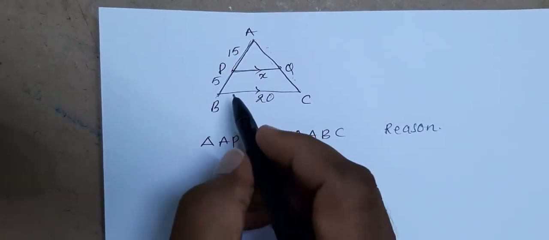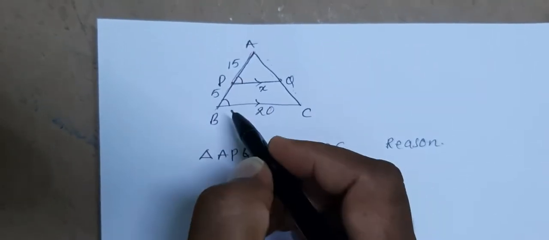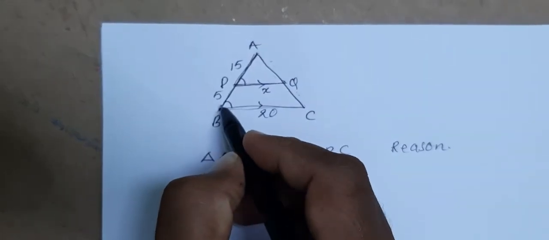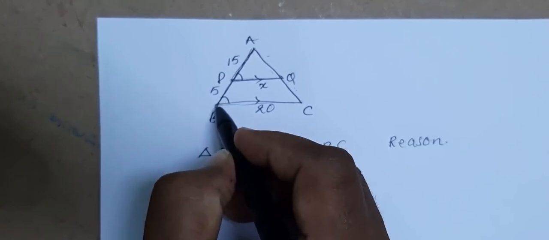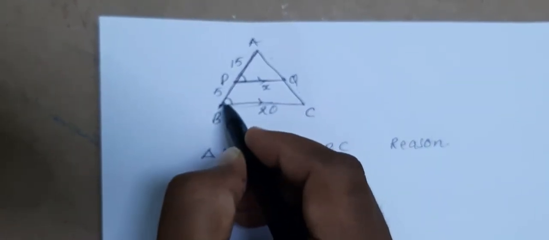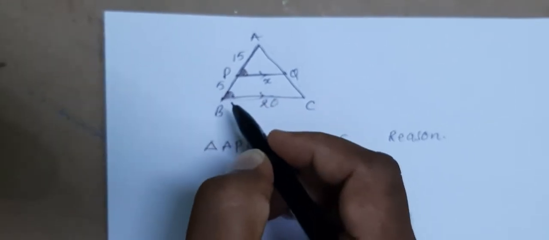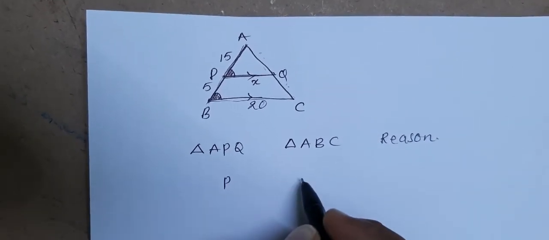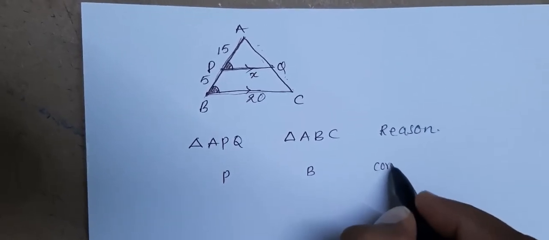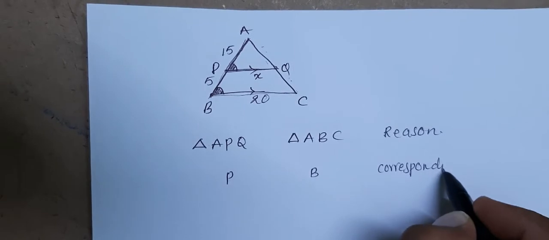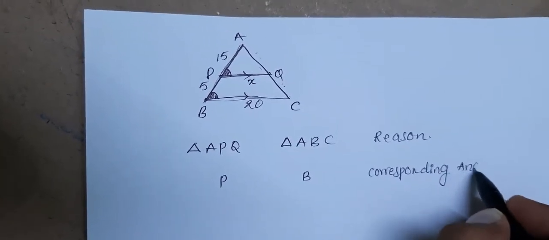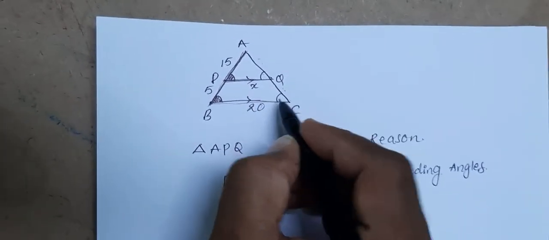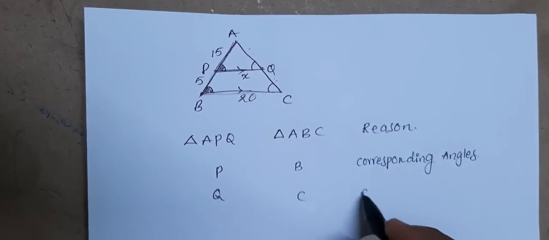Already we know these two angles are equal because the lines are parallel and it is a transversal. Already said, no trick. So finally, angle P equals angle B. Reason: corresponding angles. And angle Q equals angle C, corresponding angles.